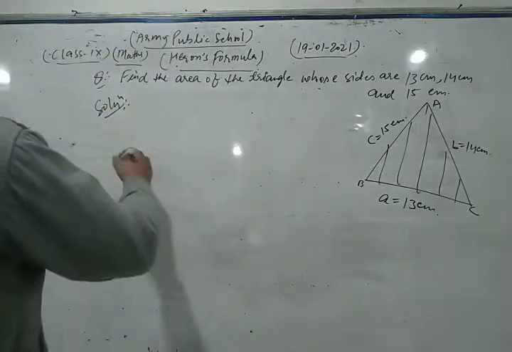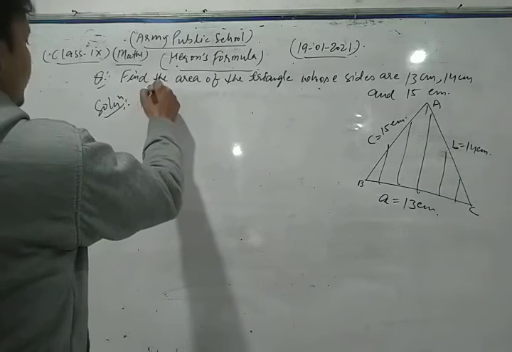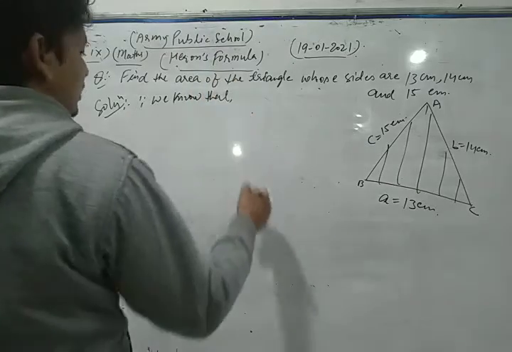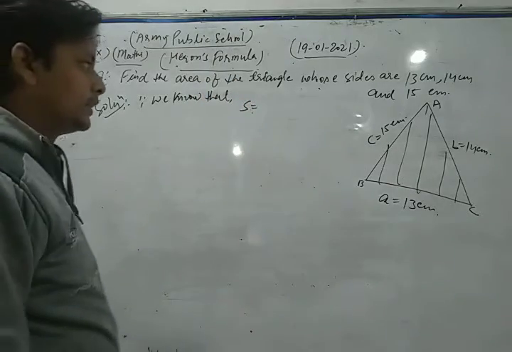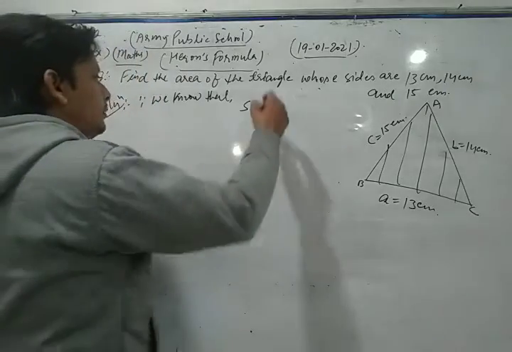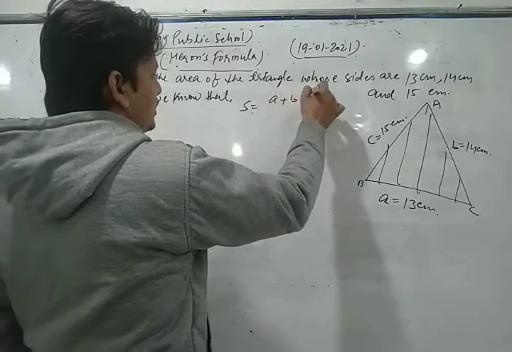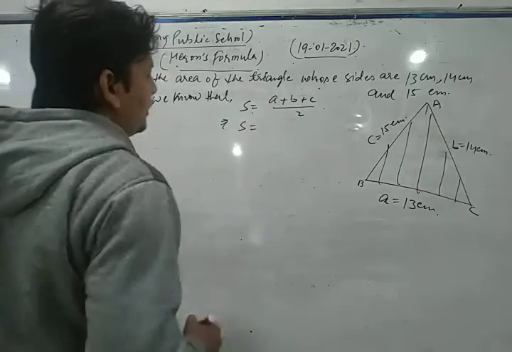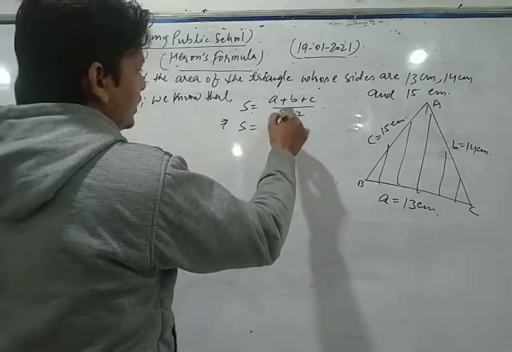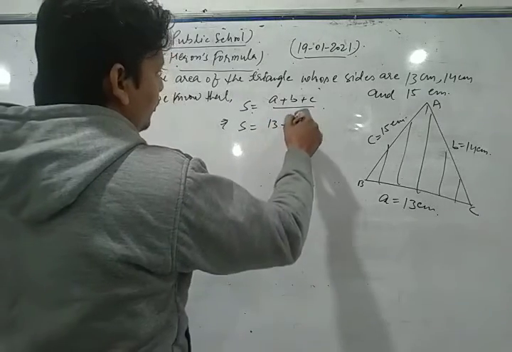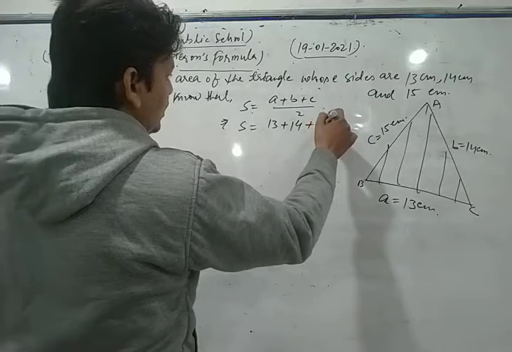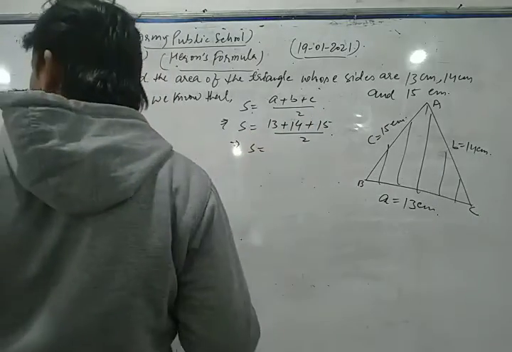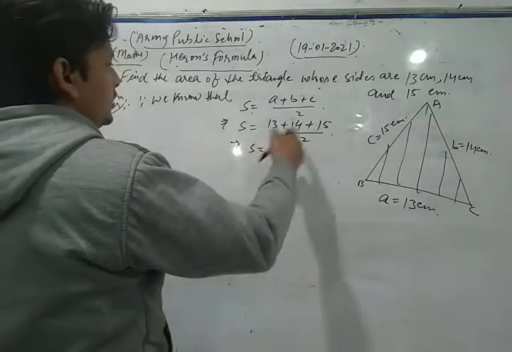Since we know the formula for the semi-perimeter s is a plus b plus c upon 2, the value of s is: a is 13, plus b is 14, plus c is 15, divided by 2. Thus the value of s is what?